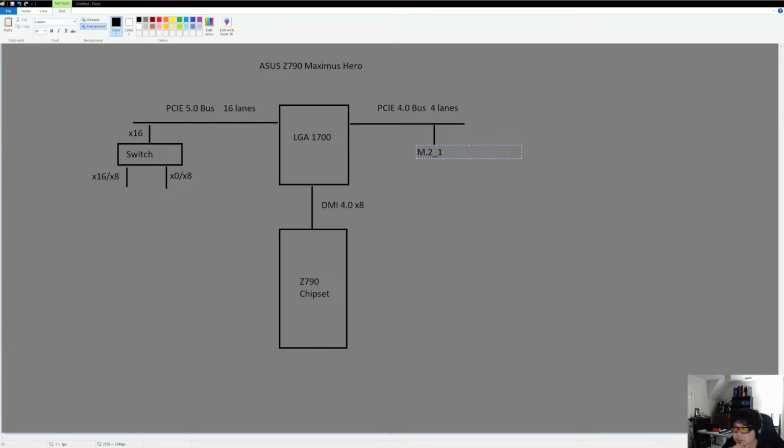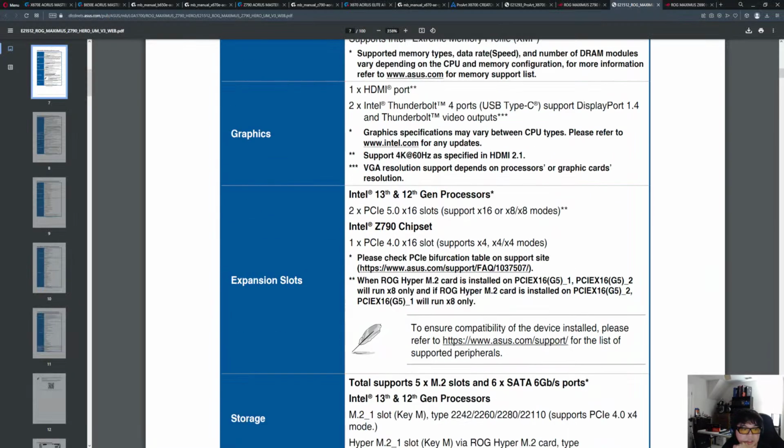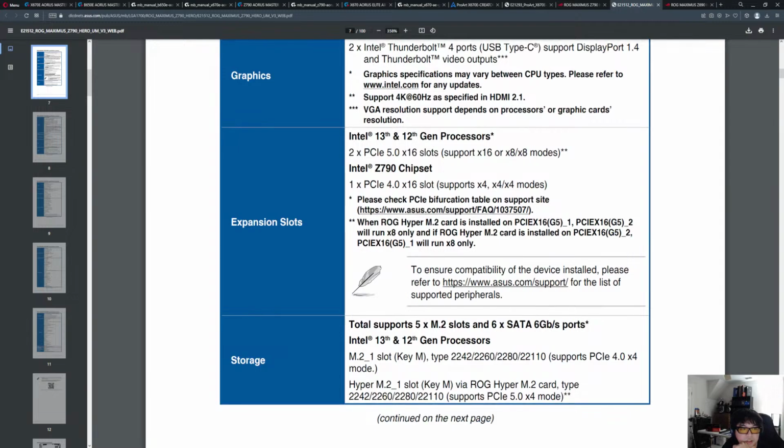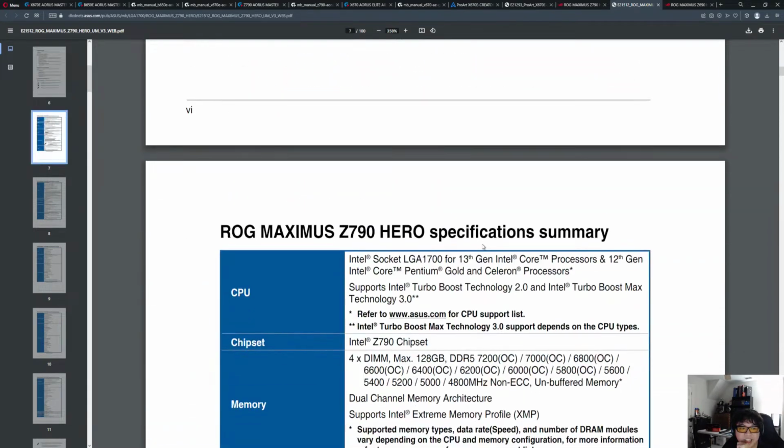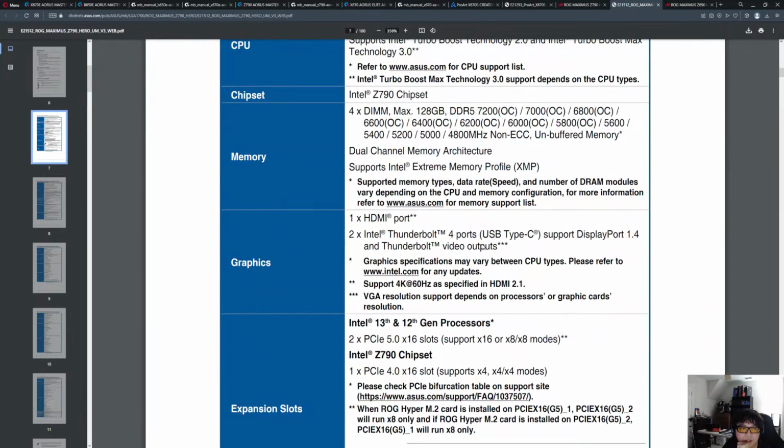Let me make sure. So we go back here again. It says right here, 1 PCI 4.0 X16 supports X4 modes. So that's Gen 4. It's only Gen 4. It can't do Gen 5 on that bottom slot. And I think it says that too, somewhere in here.